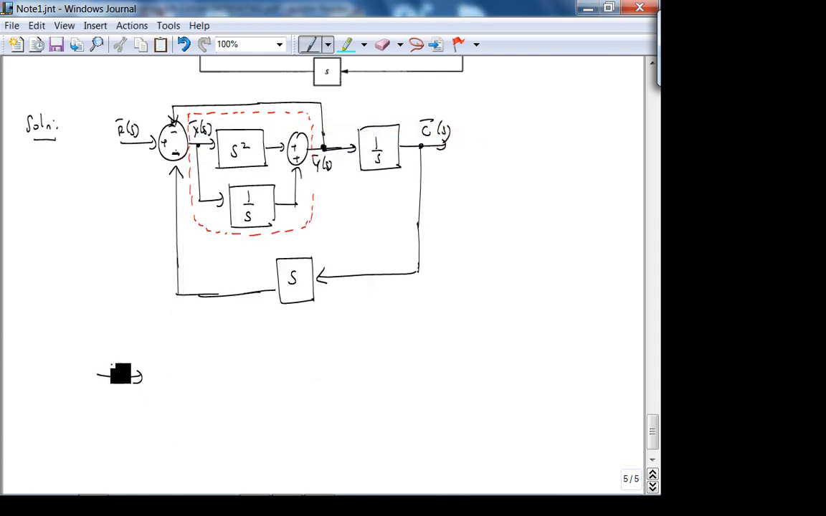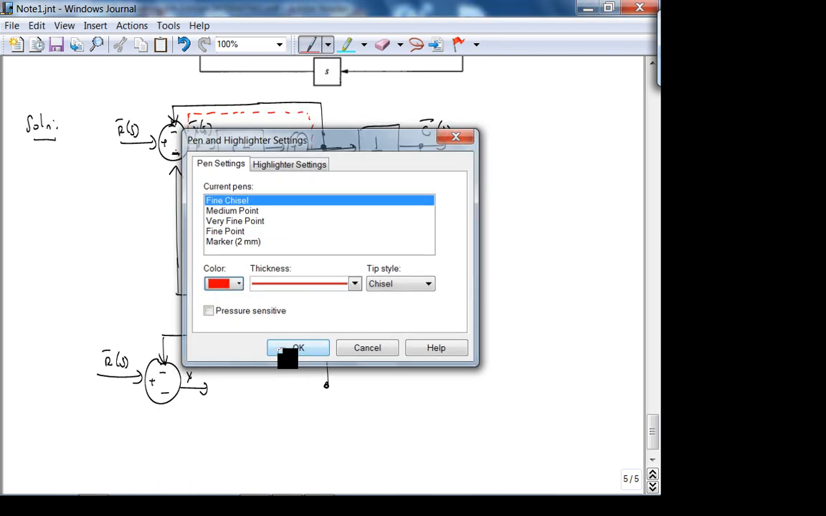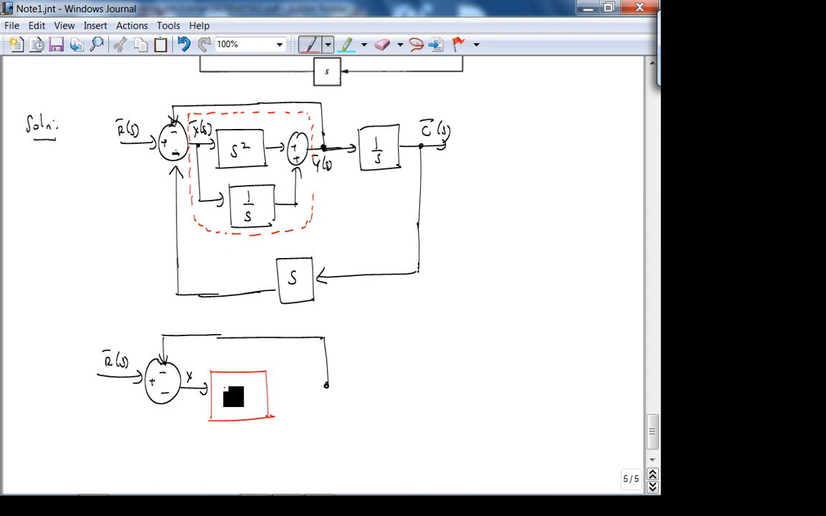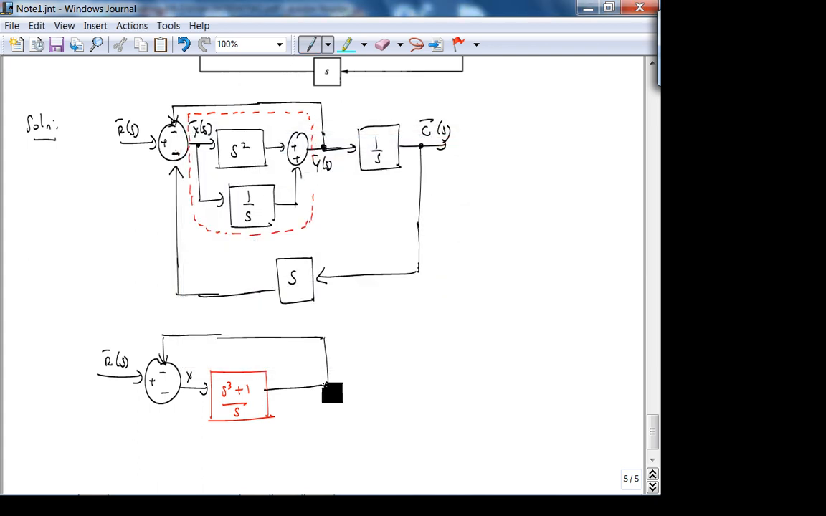Okay? So let's just do it as s cubed plus 1. Here is my y still, here is my x. Notice I leave these signals in. You know what happened, right? So this is s cubed plus 1 over s. Here is my y. Here's my c.